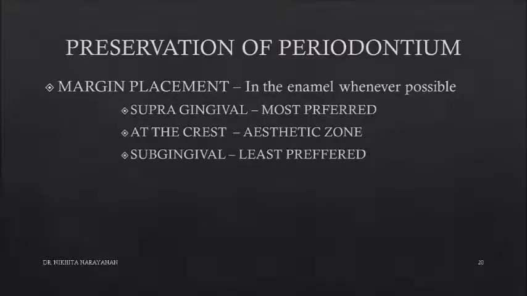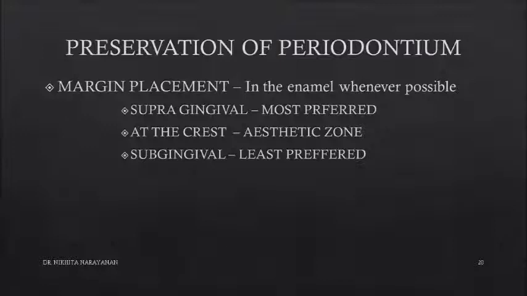The next principle of tooth preparation is preservation of periodontium. The location of the gingival finish line or the placement of the margin has a direct impact on the health of gingival and periodontal tissues. This will ultimately determine the success of your restoration. So it's always important to maintain a healthy periodontal condition with a self-cleansable margin. It's advised to keep the margin in the enamel whenever it's possible.